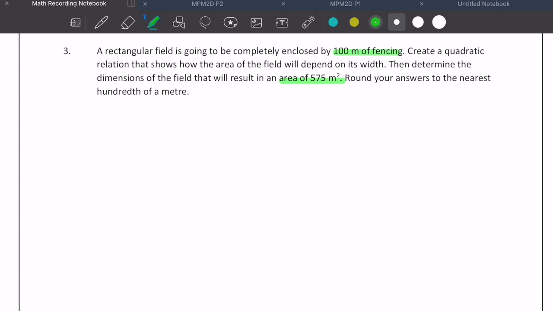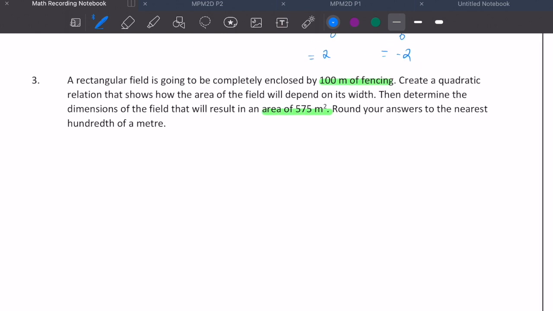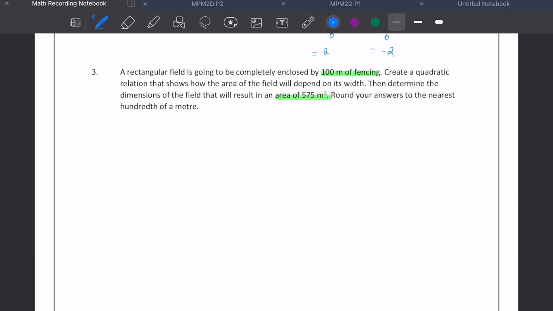What we're going to start by doing is create two equations to help us eliminate the L that would have normally been there. Right now we have two pieces of information. This here, our 100 meters, is our perimeter. So we know that P equals 100 meters. Now our perimeter is equal to 2L plus 2W. So what we can do here is take this away, and we found our first equation: 100 equals 2L plus 2W.